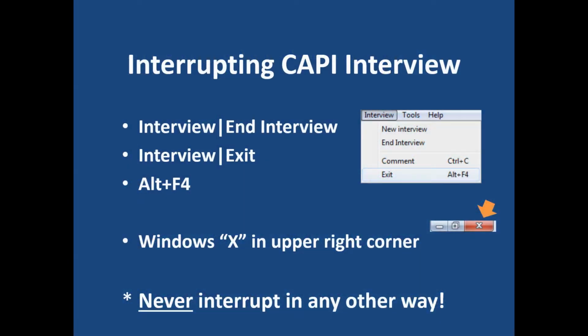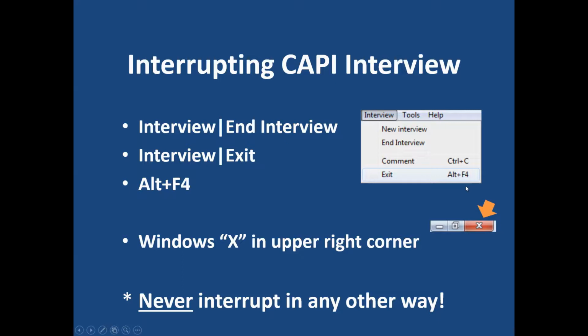You may occasionally need to interrupt an interview if the respondent is unable to complete the full survey in a single sitting. You can safely interrupt an interview in the following ways. From the CAPI main menu, you can go to Interview, End Interview, and that will close the current interview but not close the CAPI software. You can also go to Interview and the last option, which is Exit. That will close the interview and close CAPI.